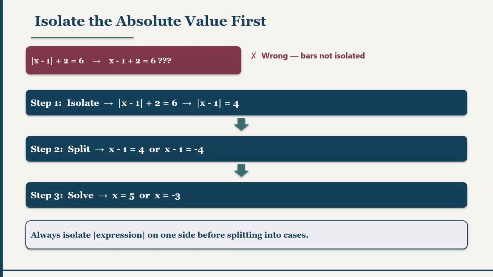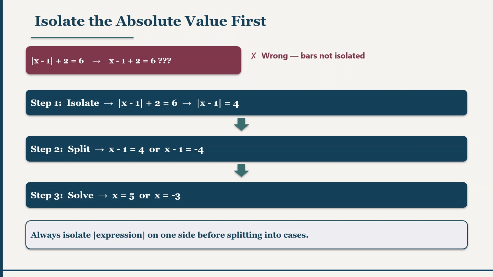Before you split any absolute value equation or inequality into cases, you must isolate the absolute value expression on one side of the equation. If you skip this step and try to split with extra terms still attached, you will get wrong answers. Here is the example. The absolute value of x minus 1 plus 2 equals 6. The wrong move is to drop the bars immediately and write x minus 1 plus 2 equals 6. The right move is to subtract 2 first, giving the absolute value of x minus 1 equals 4.